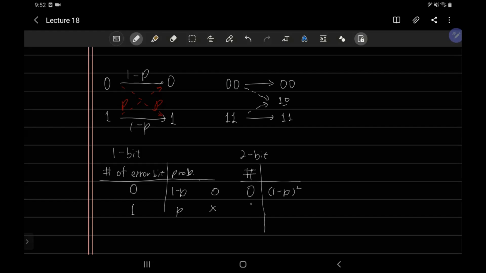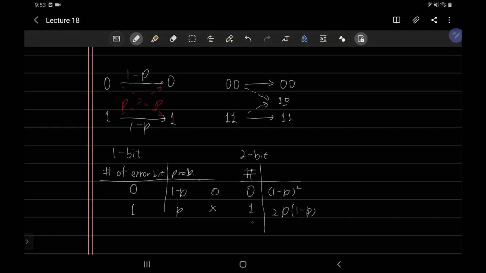And then what is the probability that there might be only one bit flip? In this case, we might consider that maybe the first bit might be flipped, and the probability of that is p, and then the second bit won't be flipped, so it is 1 minus p. However, there is also another case that the first bit is correctly transmitted while the second bit is flipped. So there are two types of such kind of case, so we have to multiply by two.